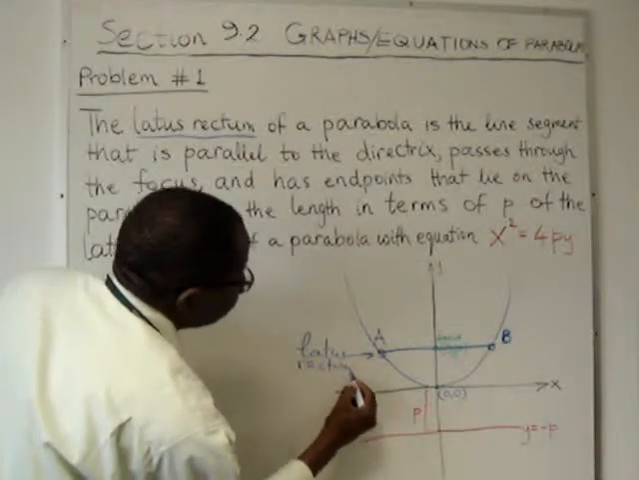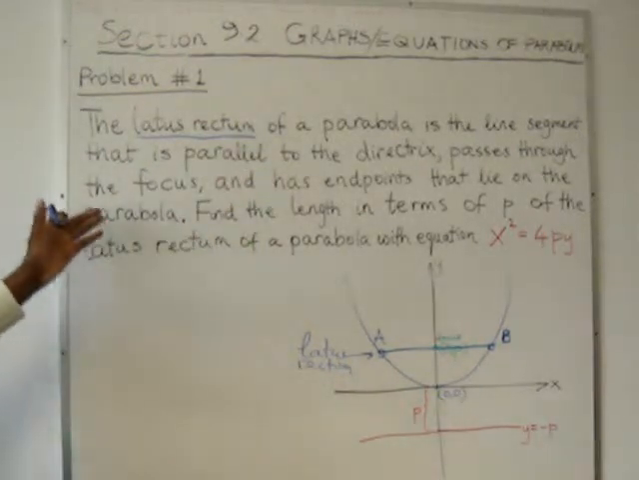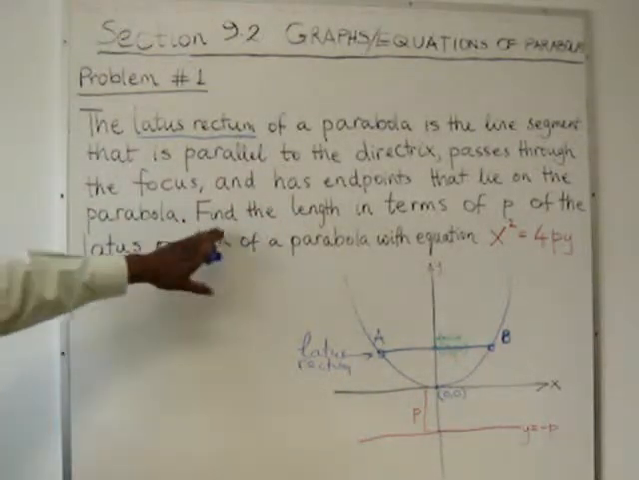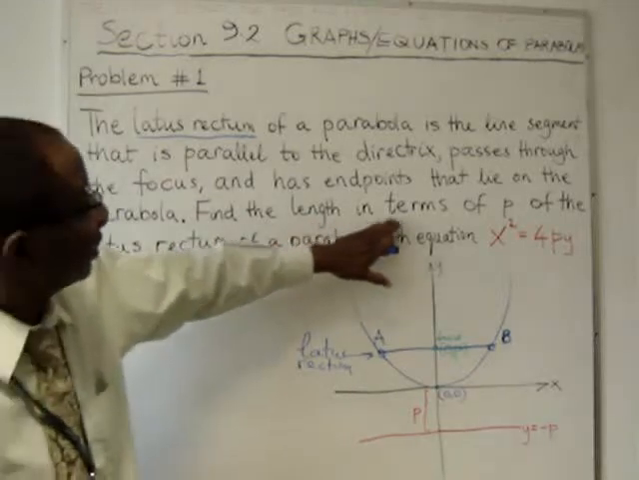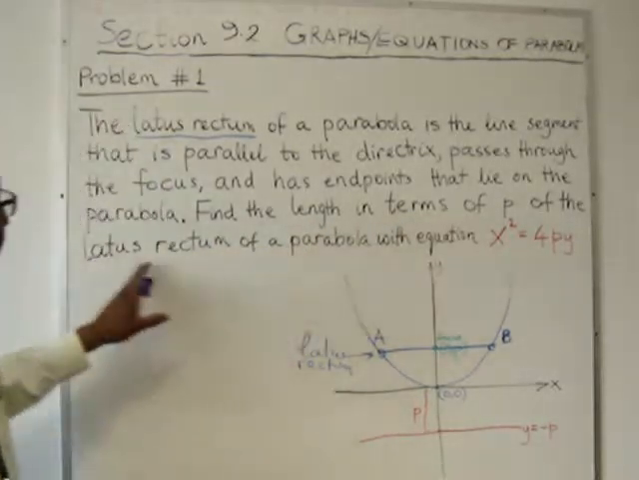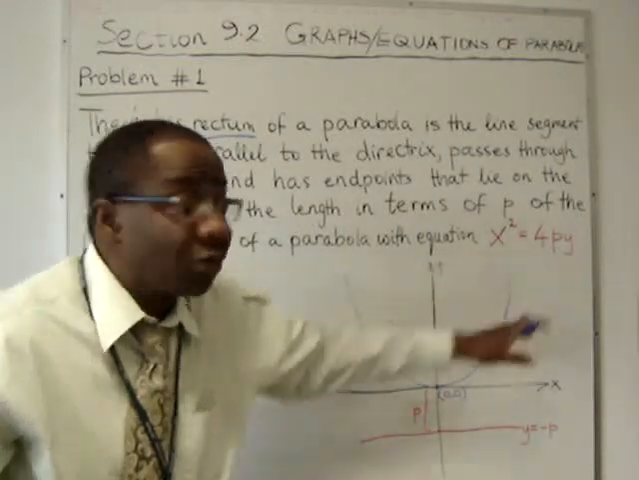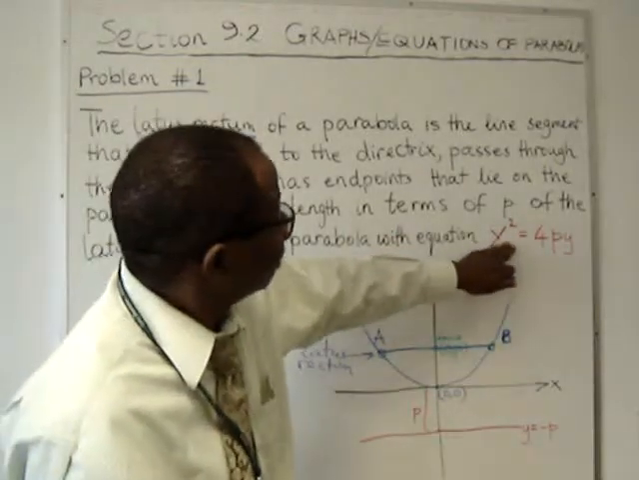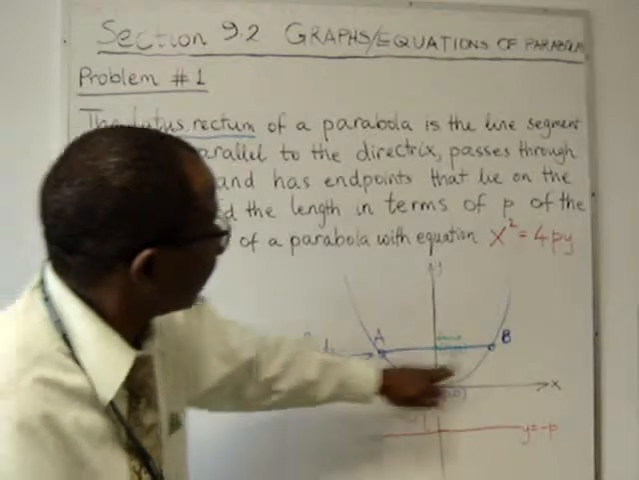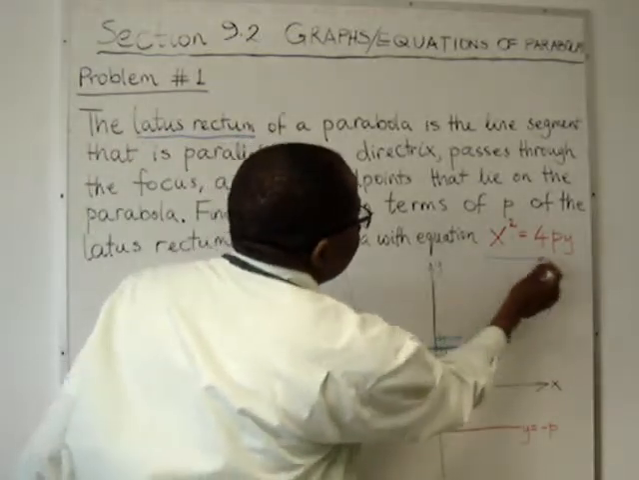Okay, we just learned something because they defined it for us. Now they ask you to find the length, in terms of p, of the latus rectum of a parabola with equation x squared equals 4py. Well, again, how did I know that it would look like that? Because they gave us that equation.